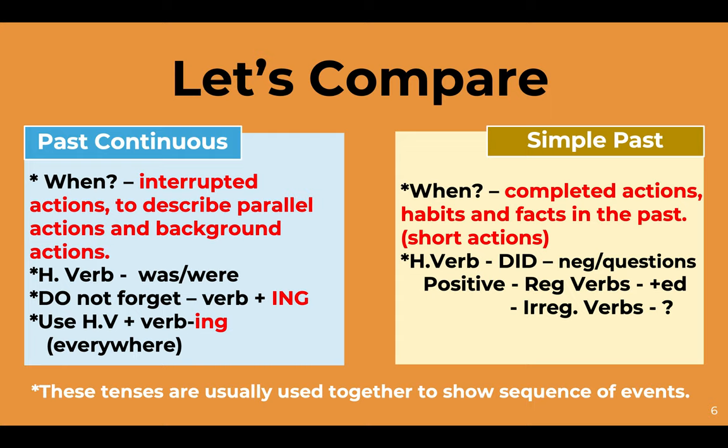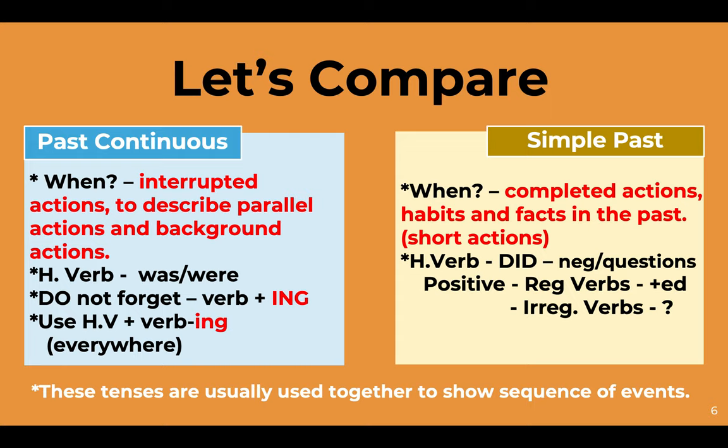So the helping verb that we need for the past continuous is was or were. For the simple past is did, but pay close attention here. We use did for questions and for negative sentences only. For the simple past, and we're still talking about the simple past, for a positive sentence, we need the verb, which is regular or irregular. If it's regular, you need to add ed to the verb. If it's irregular, you need to learn the new verb. Okay? So, pay close attention to the simple past.